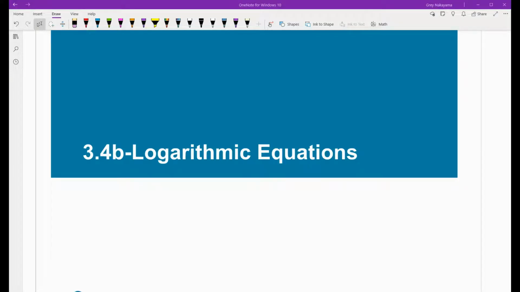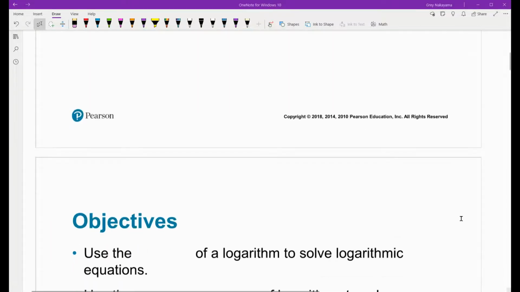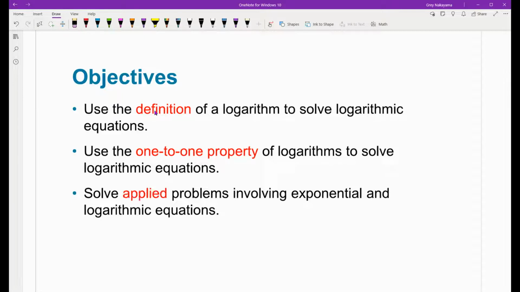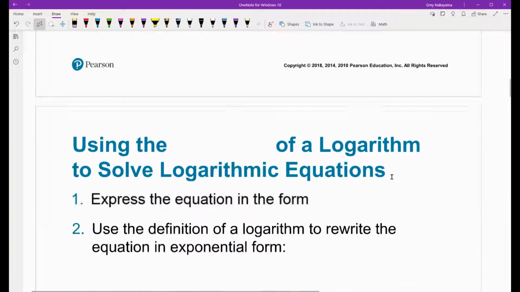Hello again, this is Miss Nakayama, and today's lesson is 3.4b, Logarithmic Equations. So we are going to solve log equations, and there are two methods that you can use. One is using the definition of a log, the other one is using the one-to-one property, and then we're going to solve some applied problems, which of course are word problems.